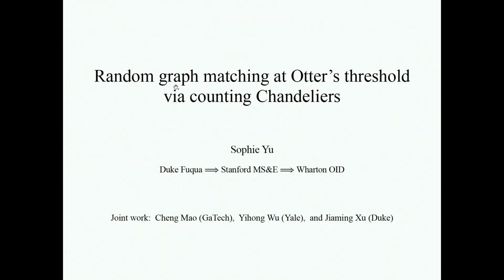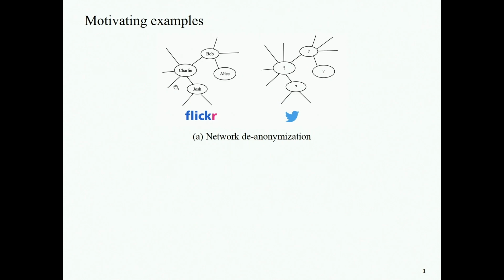But yeah, today I'm going to talk about random graph matching at the Otter threshold via Kahn-Kalai chandeliers. This is joint work with my amazing co-authors Cheng Mao from Georgia Tech, Yihong Wu from Yale, and my advisor Jiaming Xu from Duke. First, let me show you some motivating examples. The first one is network de-anonymization, where you have two social networks, but one of them is anonymized, and the goal is to recover the removed node identities by applying graph matching techniques.